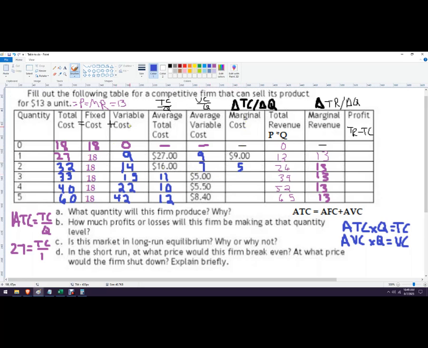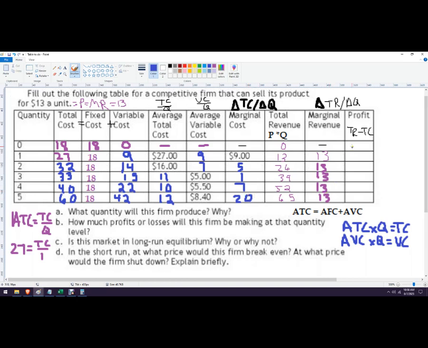All right, so our marginal cost, we're going to come back over here. You can either use this variable cost column because it's what causes the change in the total cost column, either one. This right here is just 1. This right here is 7. This right here is 20.